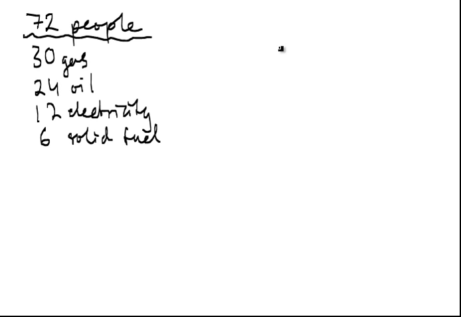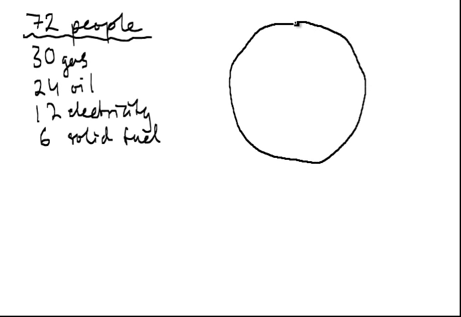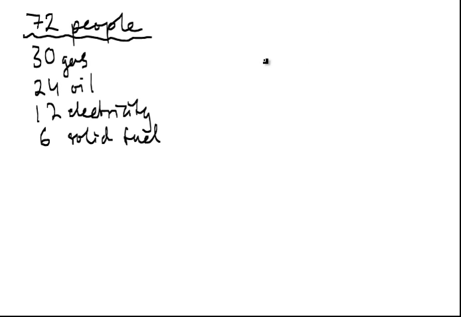So when we have the circle here, here's the middle point, we know that one lap around the circle is 360 degrees. Okay, so 72 people, which is the total number of people, will be 360 degrees.